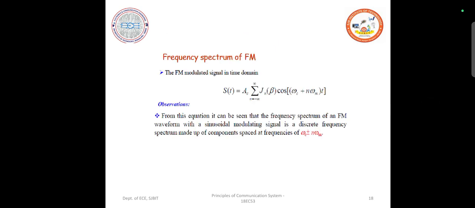So frequency spectrum, now as we have already gotten to know what is the equation in the previous slide, we can write it as s of t equals Ac summation n equals minus to plus infinity Jn of beta cos of (omega c plus n omega m) multiplied by t. From this equation it can be seen the frequency spectrum of an FM wave with a sinusoidal modulating signal is a discrete frequency spectrum made up of components based at frequencies omega c plus or minus n times omega m.